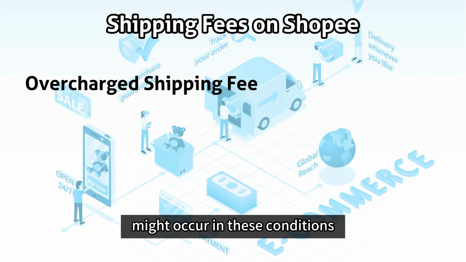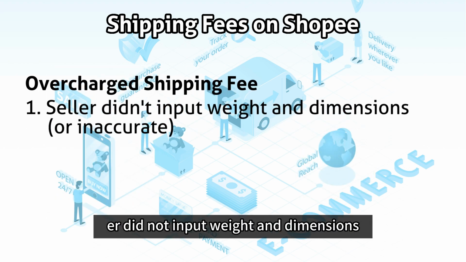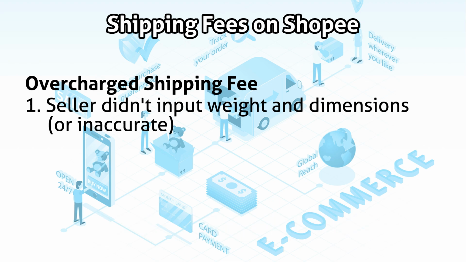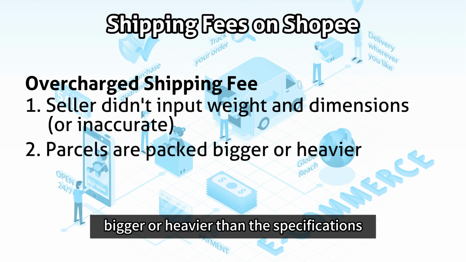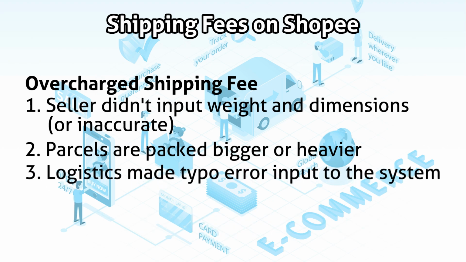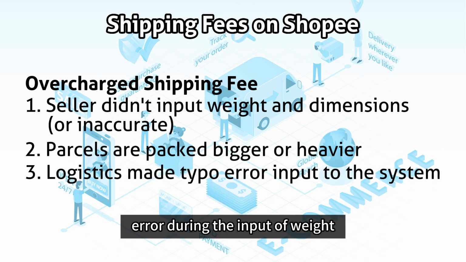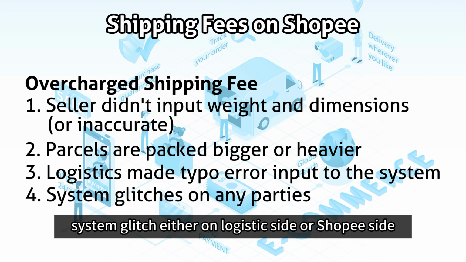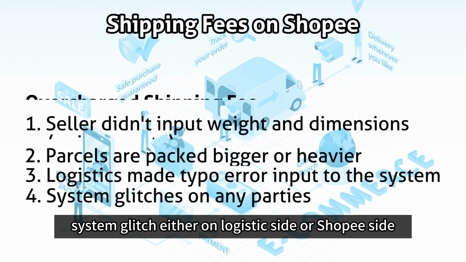Overcharged shipping fee might occur in these conditions. First, seller did not input weight and dimensions. The system did not collect enough shipping fee from the customer. Second, seller packed the product bigger or heavier than the specifications input in the system. Third, logistics company makes a typo error during the input of weight and dimensions. Lastly, system glitch either on logistics side or Shopee side.